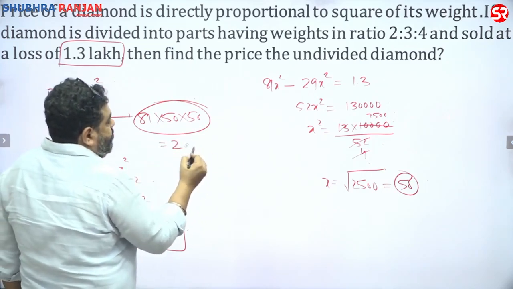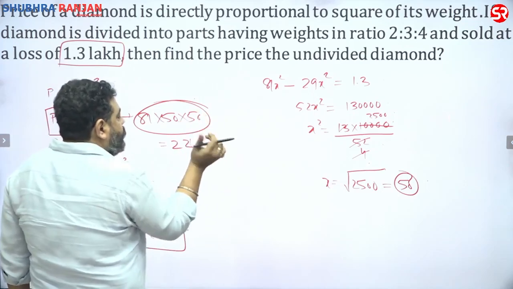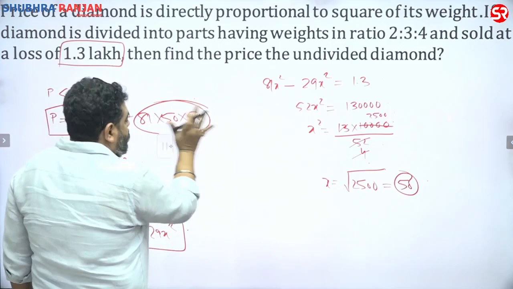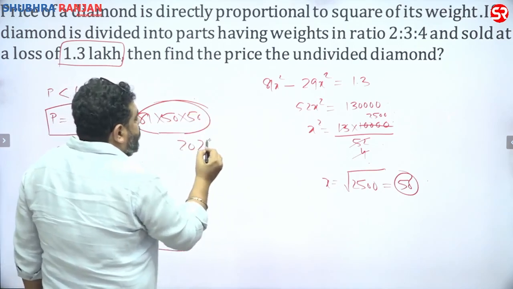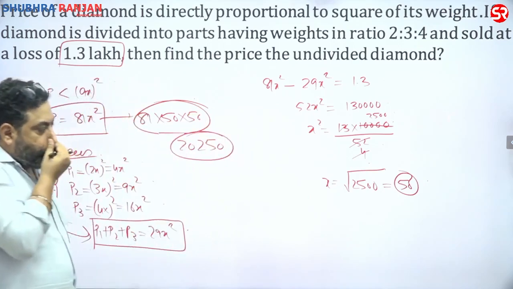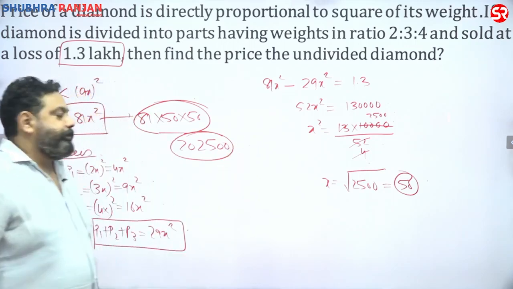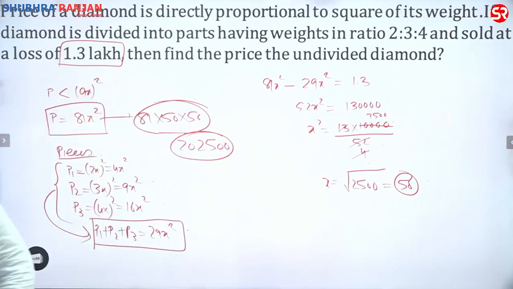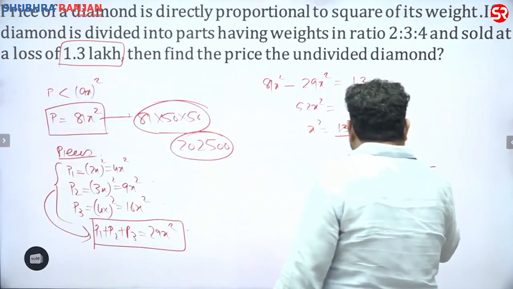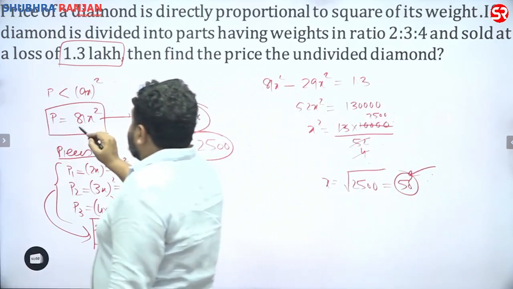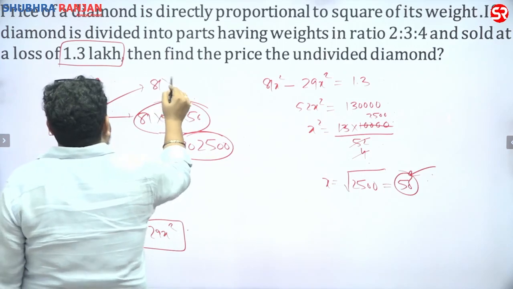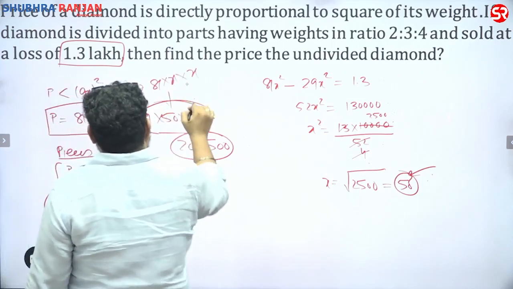2 lakh, 2,000, 20,000 हुआ है. ठीक, 2,25,000. ठीक है इस्माइल, बात सुनना. एक्स की वैल्यू क्या आ गई? 50. व्हाट इज द प्राइस ऑफ द डायमंड? 81 इंटू एक्स स्क्वायर, which is 81 into 50 into 50.